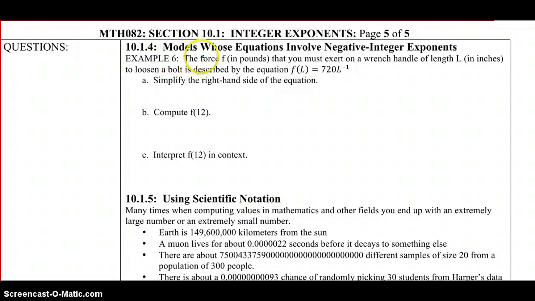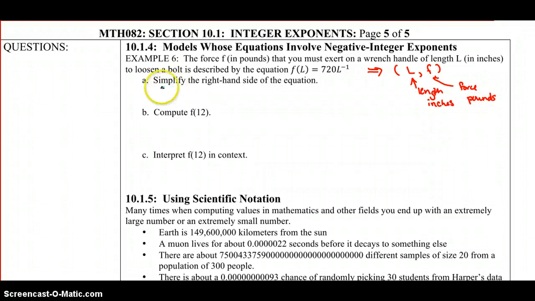So 10.1.4, models whose equations involve negative integer exponents. The force F in pounds that you must exert on a wrench handle of length L in inches to loosen a bolt is described by the equation F of L equals 720 over L, which is 720 times L to the negative 1. So again, the way this is written implies that we have ordered pairs that look like this. The input is length in inches, and the output is force, measured in pounds.